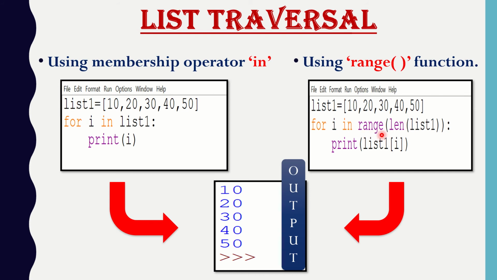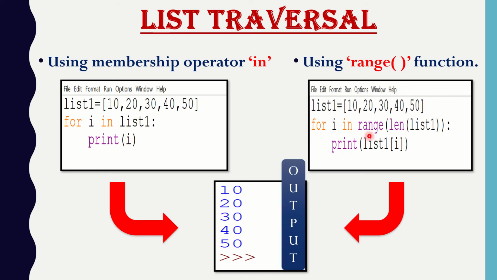Similarly, I can use the range function, and here I've given len of list 1. This will pick up the length of the list. So the range function will give values from 0 till length minus 1, and I have given print list 1 of i. Here i is the index value. As you all know, like strings, in lists we have forward indexing starting from 0 and backward indexing starting from minus 1, and that too from the end of the list.